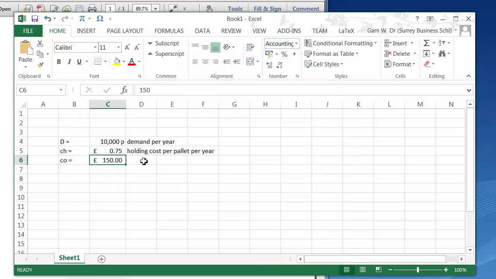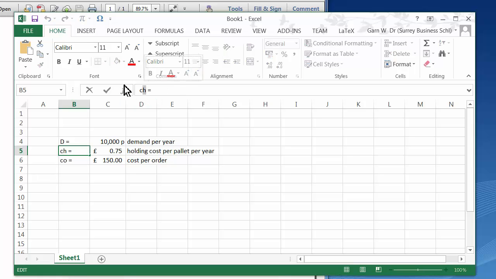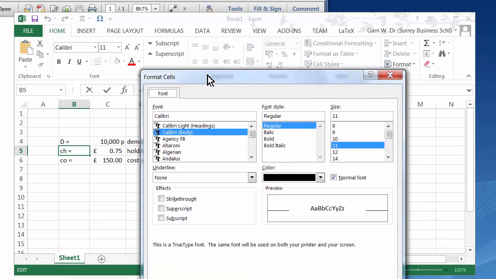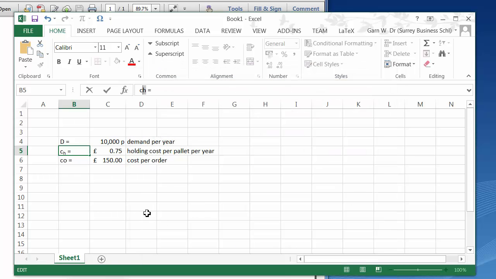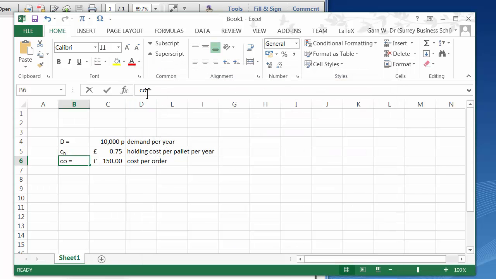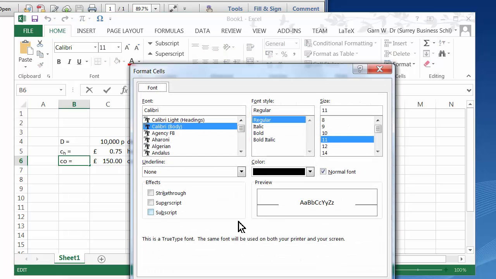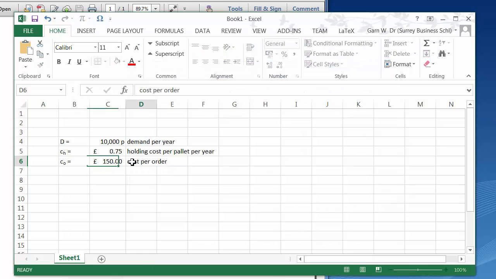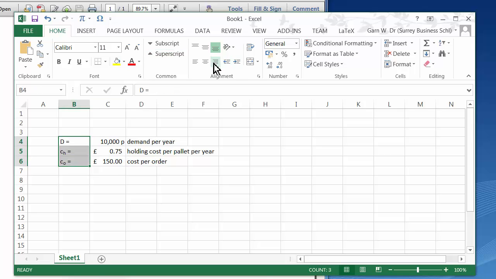Okay, and this cost per order. Let's also format this H, the font subscript. Okay, and C_O font subscript. Okay, good. Okay, so this is the basic information which we have got.